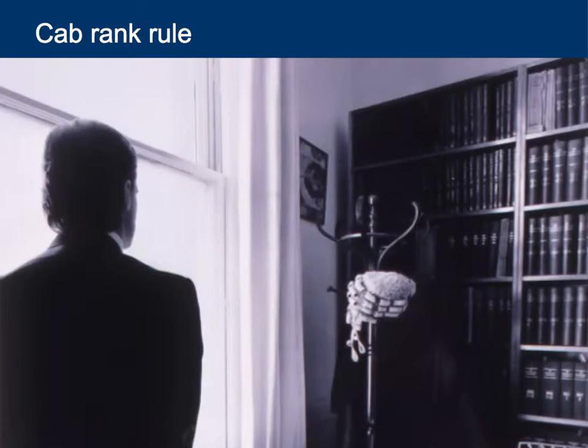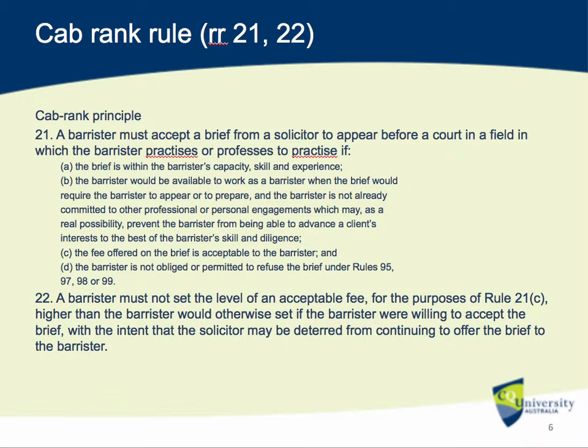The first rule that we're going to look at is the cab rank rule. This rule only applies to barristers. It does not apply to solicitors. So what is the cab rank rule? The rule is set out in two provisions of the Barristers' Rules, Rule 21 and Rule 22.